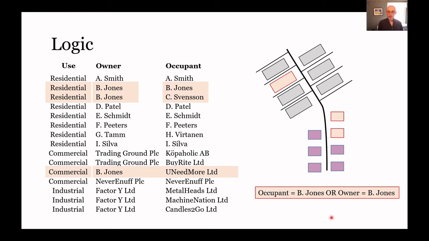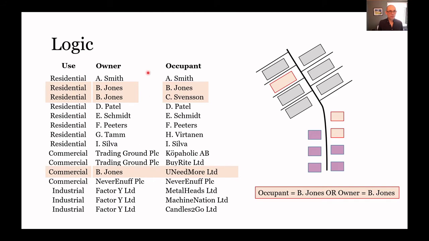We can use the OR now, where the occupant is B. Jones or the owner is B. Jones. We've dropped the requirement for the use being residential, and we are looking for the owner here. Well, there's the owner is B. Jones there, B. Jones there, not there, not there, not there. There we have the owner B. Jones.